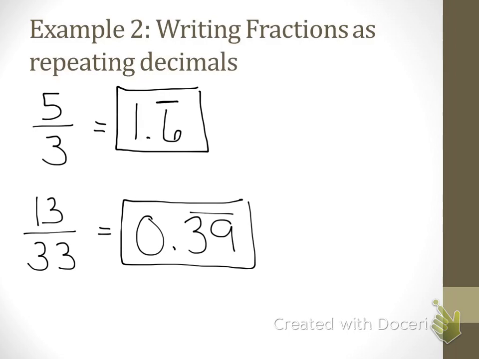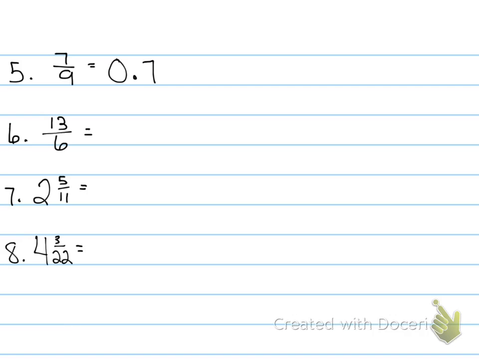All right, now I want you to do numbers 5, 6, 7, and 8 the same way. Now, these are not going to work out evenly, and that's okay. We just need to use our bar to indicate the repeating decimals. What's the answer to number 5? 0.7 repeating.